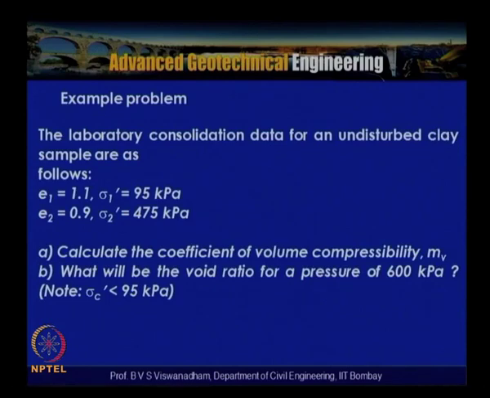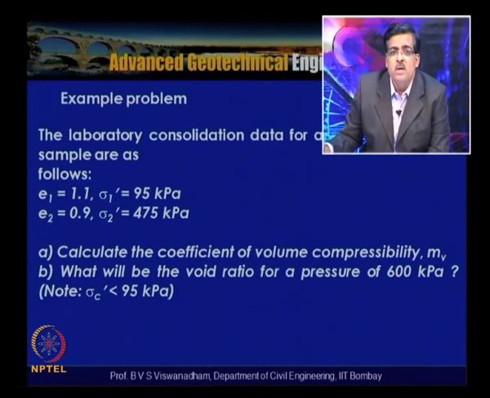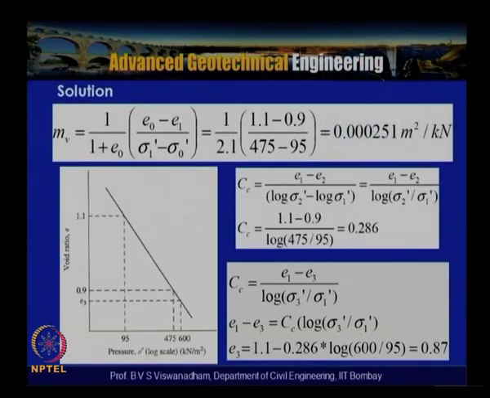So when there is an increase in effective stress, you can see that the void ratio decreased from 1.1 to 0.9. We need to calculate the coefficient of volume compressibility, m suffix v, and the void ratio for a pressure of 600 kilopascals. Note that sigma dash c is less than 95 kilopascals. That is, the soil's pre-consolidation pressure is less than 95 kilopascals.